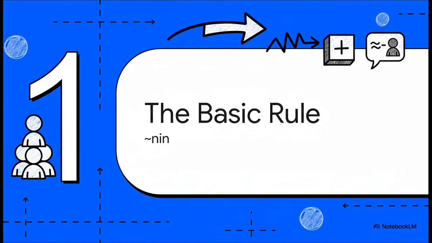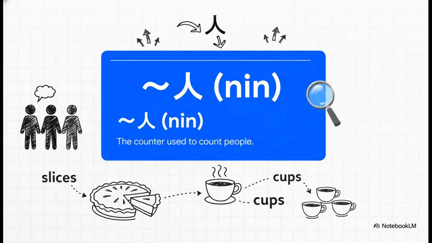This is the one that's going to cover you in most situations, and it all boils down to just one little suffix you tack on to the end of a number. And here it is, nin. This little guy is what's called a counter. And we actually use these in English all the time without even thinking about it, like saying 2 slices of pizza or a cup of coffee. Well, in Japanese, when you're talking about people, nin is your go-to counter. You just pop it right after the number.